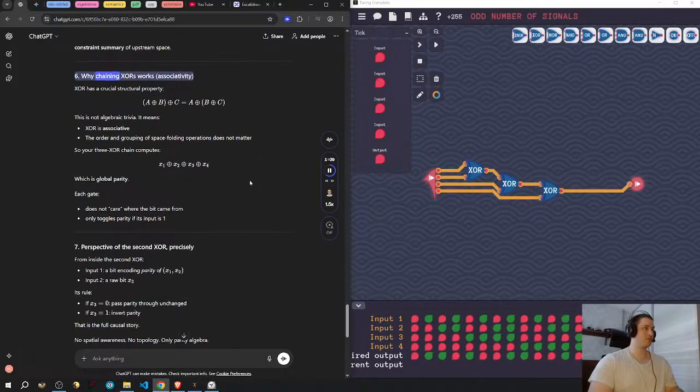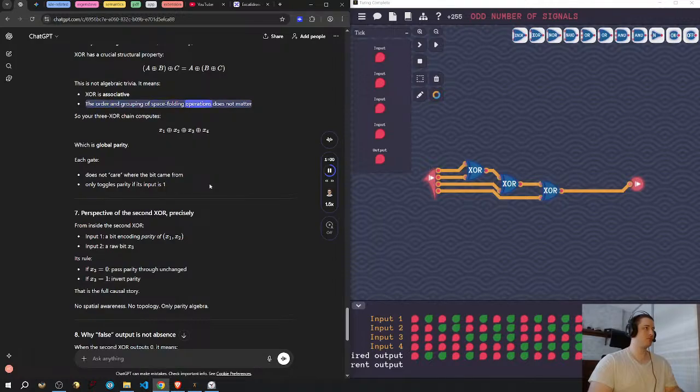6. Why chaining XORs works, associativity. XOR has a crucial structural property. (A ⊕ B) ⊕ C equals A ⊕ (B ⊕ C), which equals A ⊕ B ⊕ C. This is not algebraic trivia. It means XOR is associative. The order and grouping of space-folding operations does not matter.